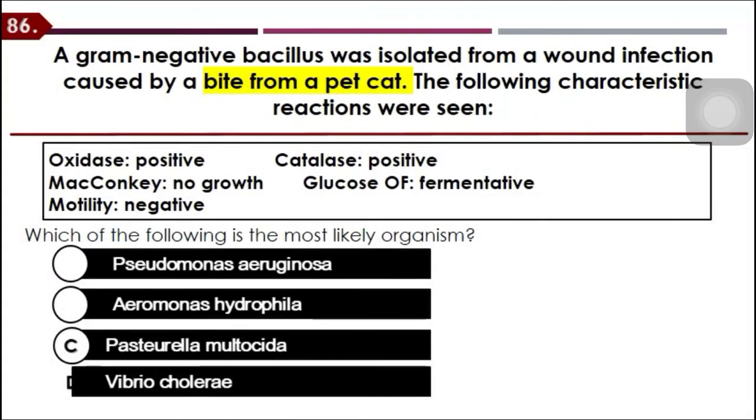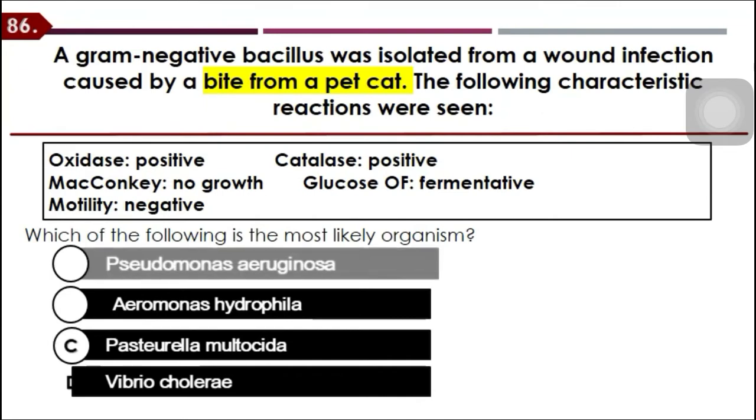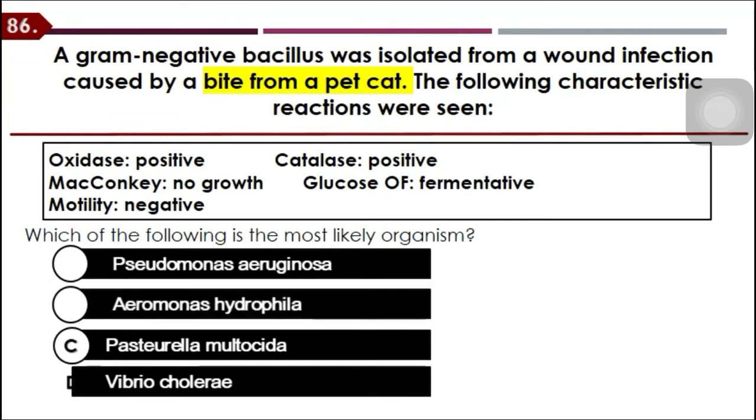For number 86, a gram-negative bacillus was isolated from a wound infection caused by a bite from a pet cat. Again, cat bite. The following characteristic reactions were seen. Oxidase positive, MacConkey, no growth. Motility negative, catalase positive. Glucose OF is fermentative. Question: which of the following is the most likely organism? Is it letter A, Pseudomonas aeruginosa, letter B, Aeromonas, letter C, Pasteurella, or letter D, Vibrio cholerae?